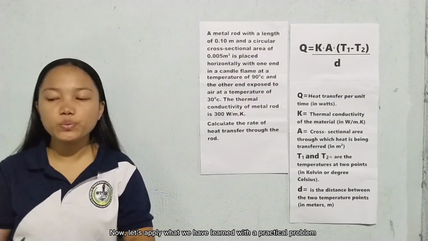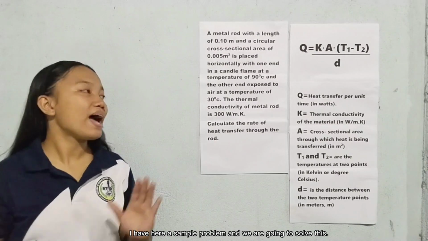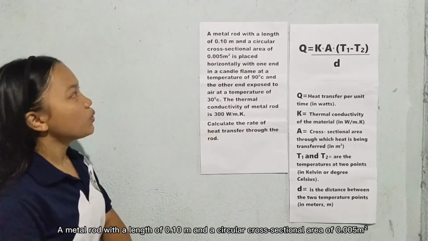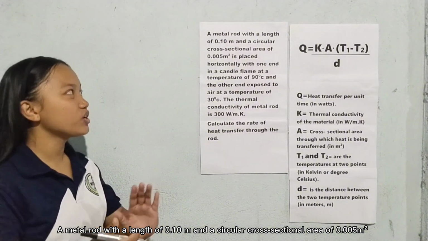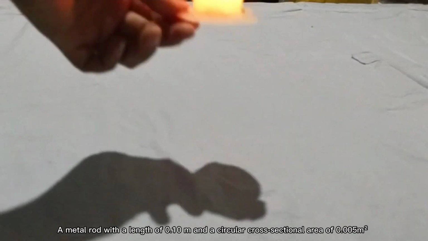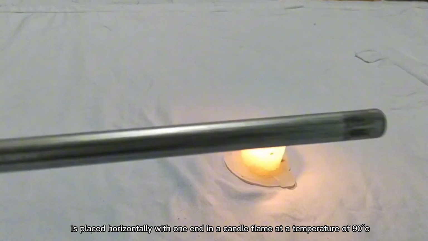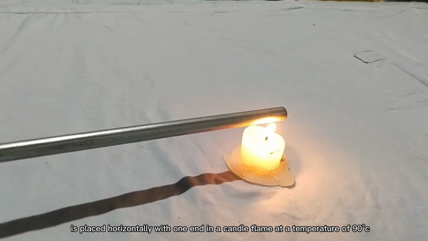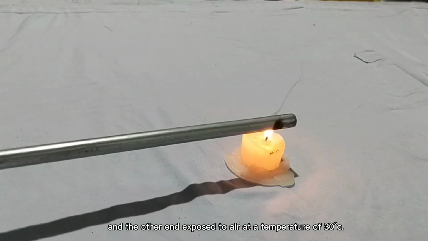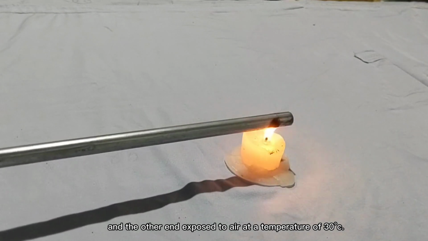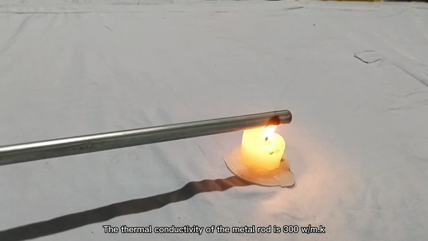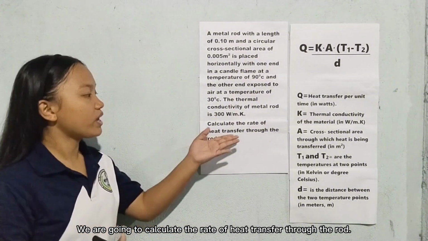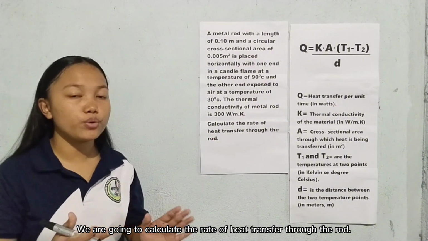Now, let's apply what we have learned with a practical problem. I have here a sample problem and we are going to solve this. A metal rod with a length of 0.10 meter and a circular cross-sectional area of 0.005 meters squared is placed horizontally with one end in a candle flame at a temperature of 90 degrees Celsius and the other end exposed to air at a temperature of 30 degrees Celsius. The thermal conductivity of the metal rod is 300 watts per meter Kelvin. We are going to calculate the rate of heat transfer through the rod.